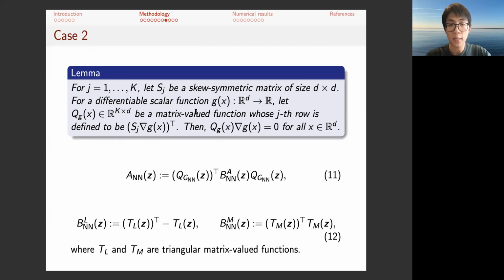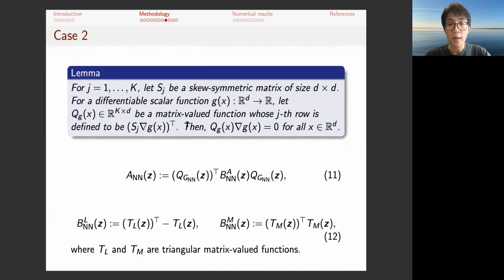Let me begin with the lemma. Let S_j be a skew symmetric matrix of size d by d, where d is the dimension of the state variable z, and for a differentiable scalar function g, let Q_g be a matrix valued function whose jth row is defined to be S_j times the gradient of g transpose.